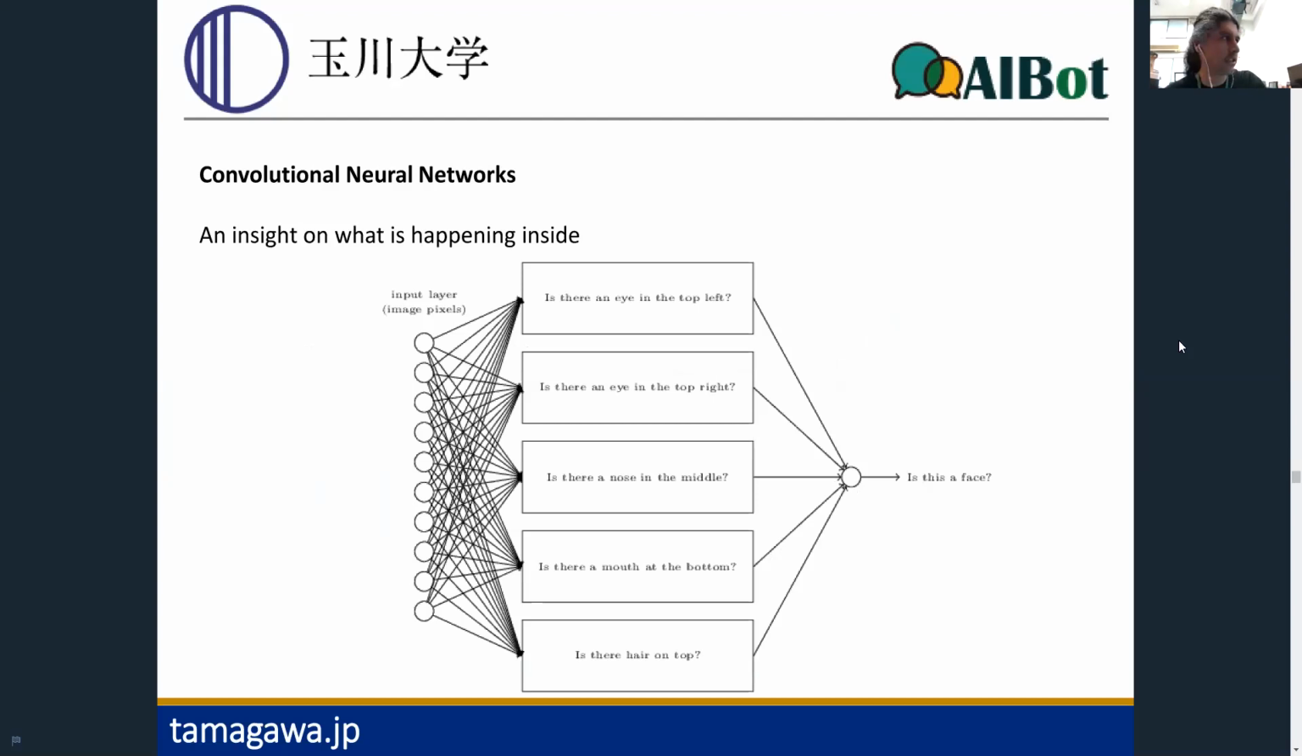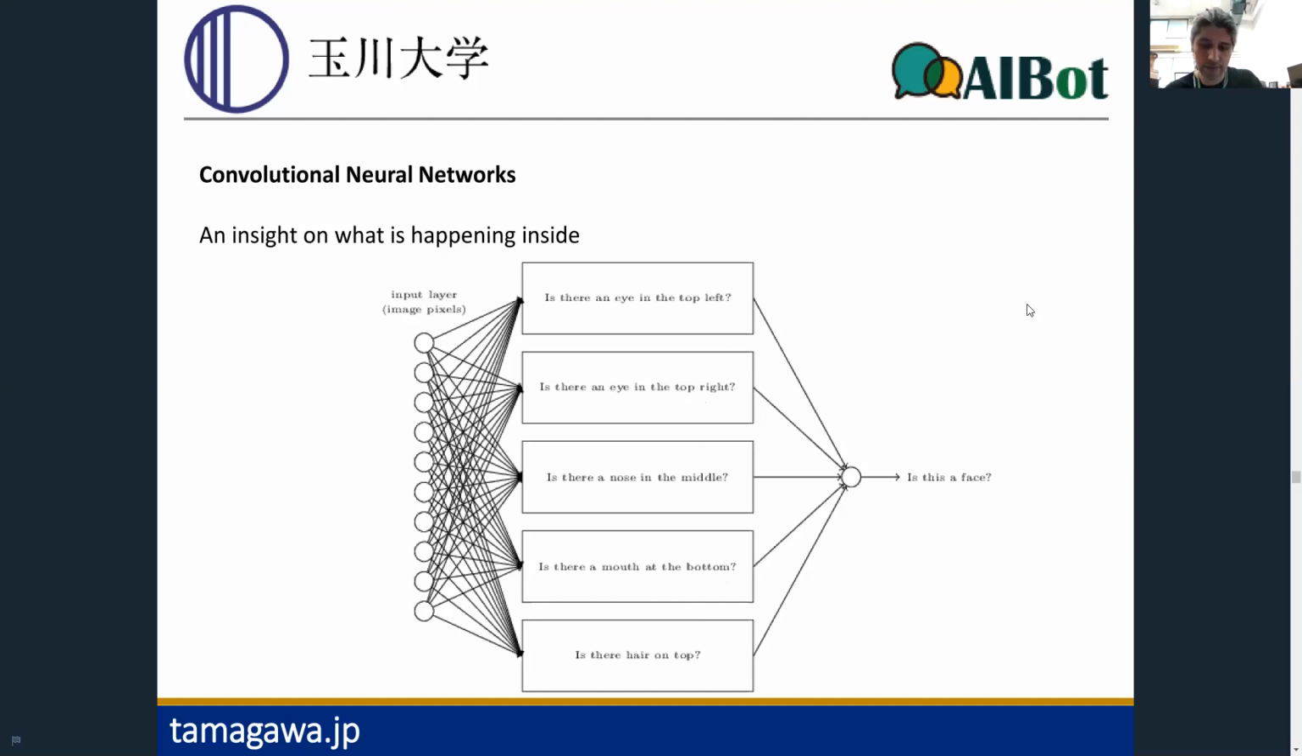If you want to detect a face given an image, each of the filters I showed you are going to answer one of these questions. Is there an eye in the top left? Is there an eye in the top right? Is there a nose in the middle? Is there a mouth at the bottom? Is there hair on top? And depending on the output of these layers, the combination of all of them is going to answer this question: is this a face or not?